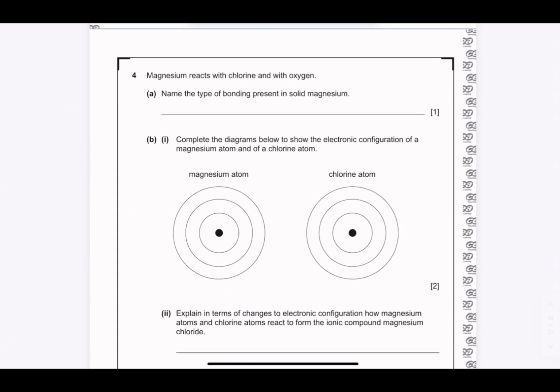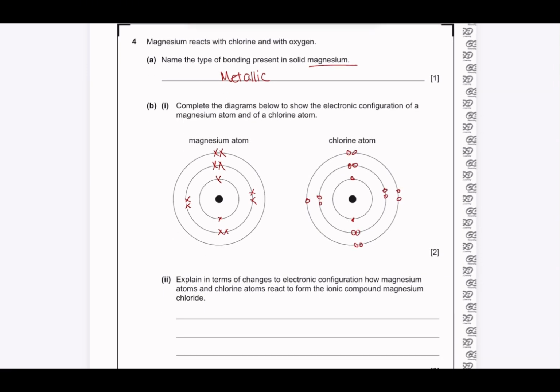Next thing we'll go on to is name the type of bond present in magnesium. It is metallic. The stuff beforehand confuses you and makes you think it's ionic. For this question here, be careful to use dots and crosses. So magnesium we know is 12 electrons, so it's 2,8,2. Chlorine is 2,8,7, but use dots to represent one or the other.